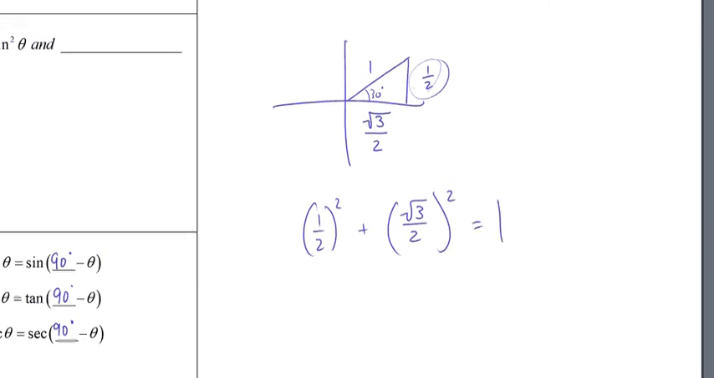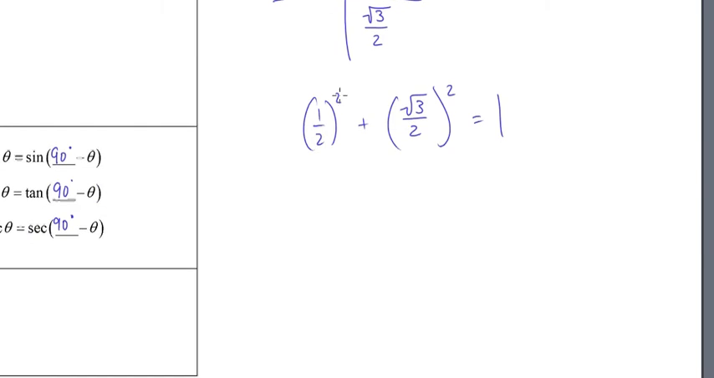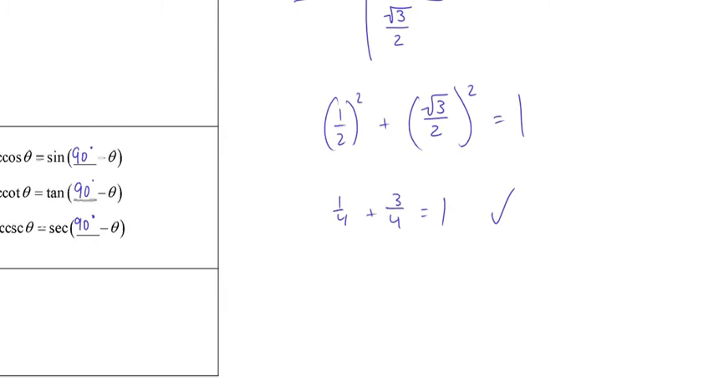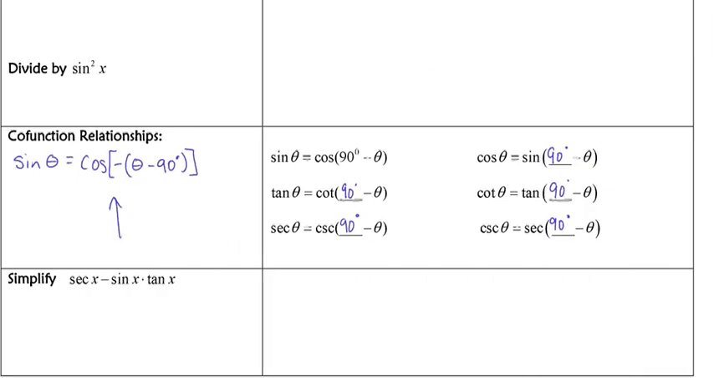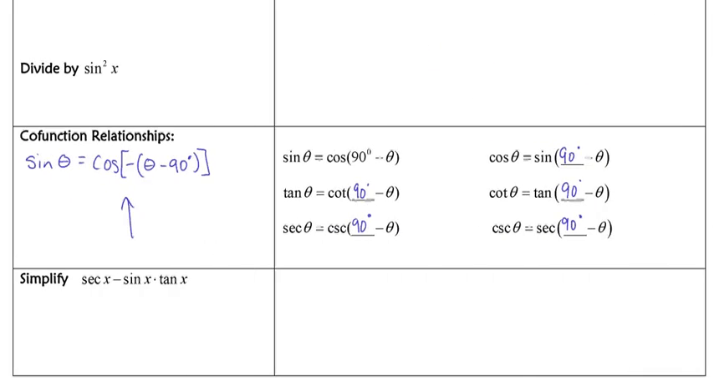And let's again test this, see if this is in fact true. So 1/2 squared is 1/4 plus the square root of 3 over 2 squared is 3 over 4, and that does in fact equal 1. So this is true, and you can test it out for all the rest of the right triangles on the unit circle, but it is always going to be true.